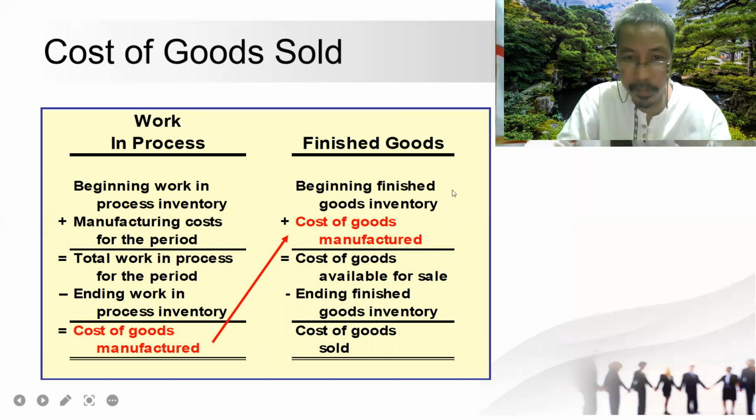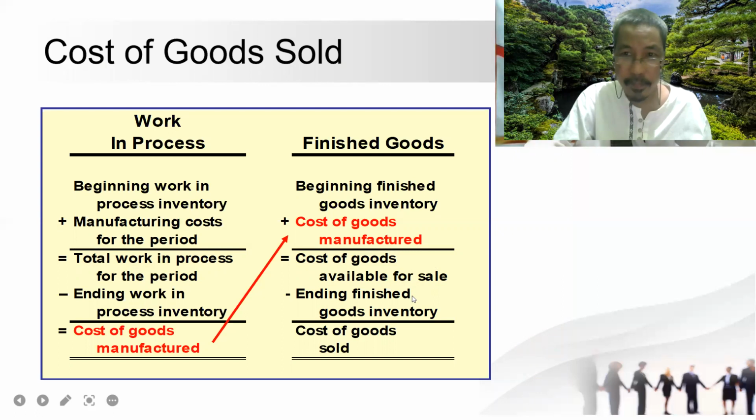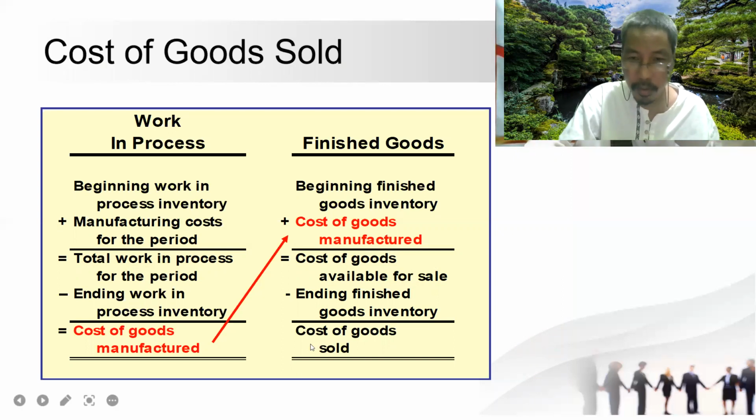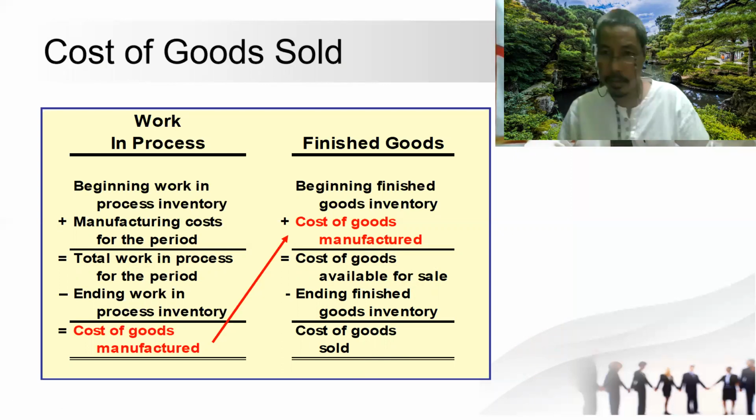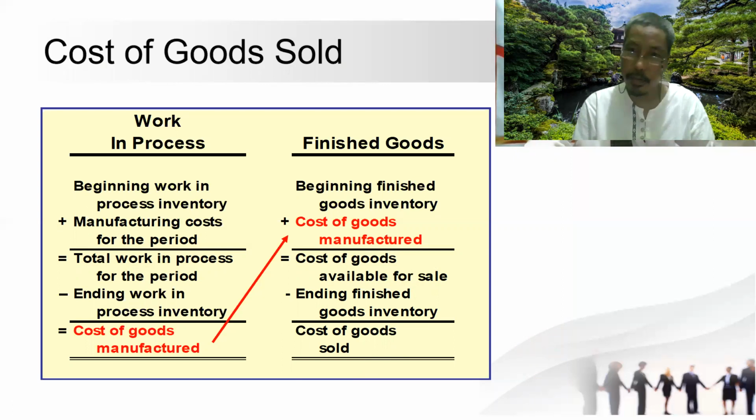So let us add finished goods: beginning finished goods inventory plus cost of goods manufactured during the period is equal to cost of goods available for sale minus ending finished goods inventory. So that is cost of goods sold. So those are goods that we are already able to offer and sell to the clients.